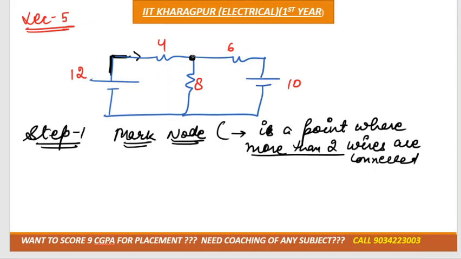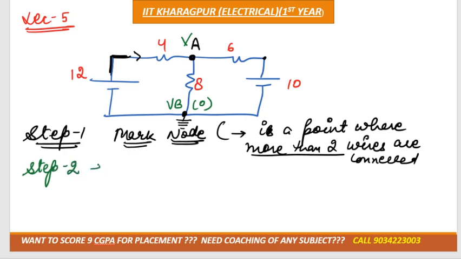Is this a node? So we can mark it as A. Is this a node? No. Is this a node? Yes. The downward node is always grounded, and you know that at the ground the potential is always equal to 0. We can mark it as B also. So the voltage at A would be VA and the voltage at B would be 0.